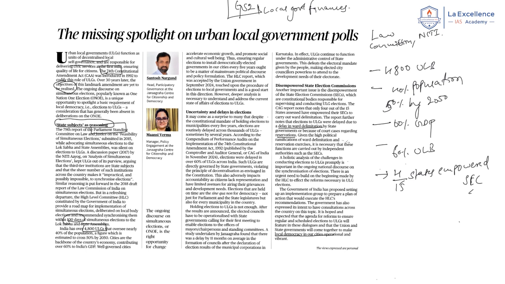This article is saying that state subjects are the reason, which is what the central government said. Now this article is saying that well-governed cities are very important. For that, properly constituted urban local bodies are very important. Why? Because you know that 40% of the population is presently living in cities. This may reach 50% by 2050, as per United Nations Population Fund data. Presently, India has 4,800 urban local bodies.